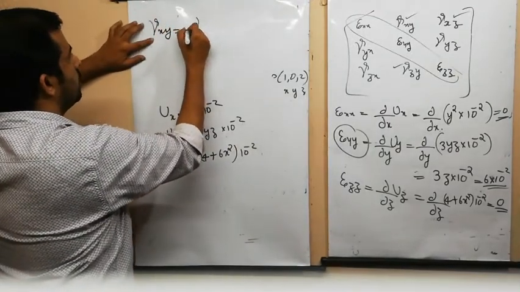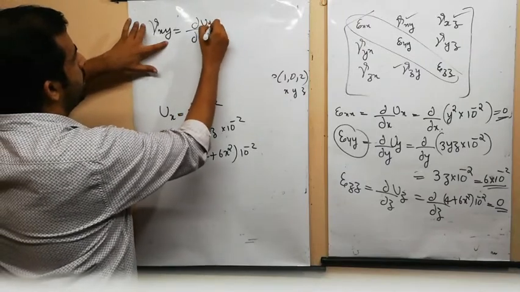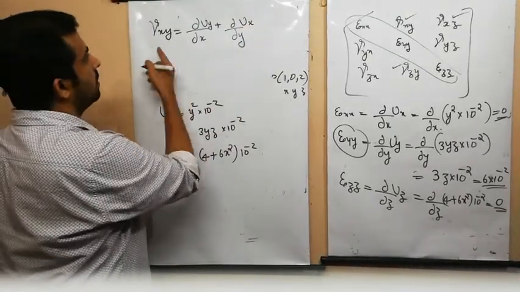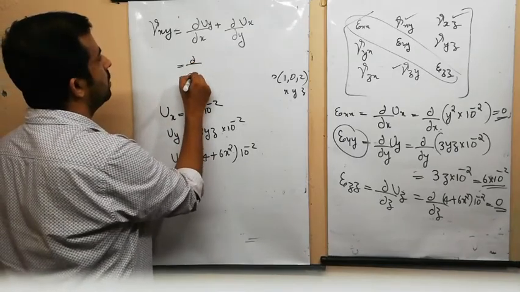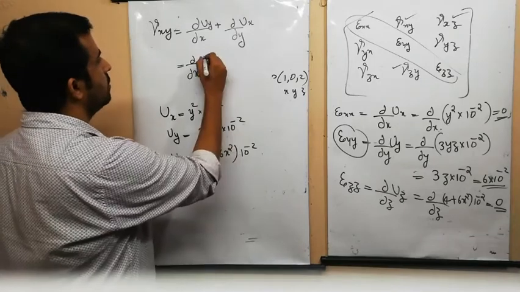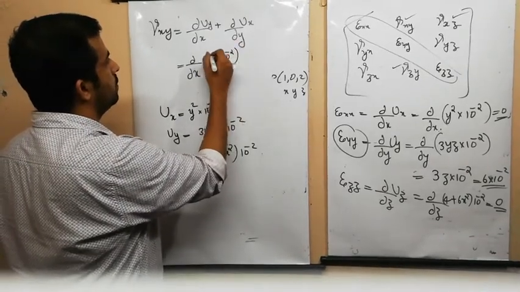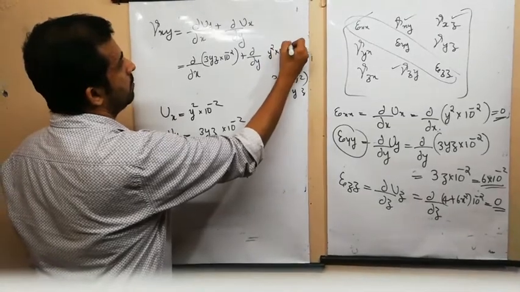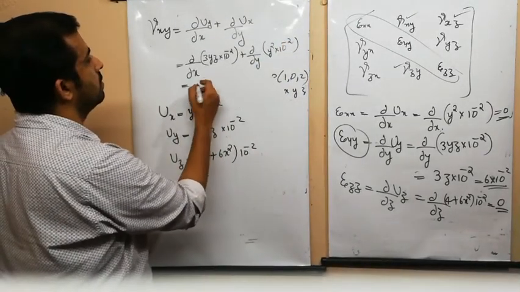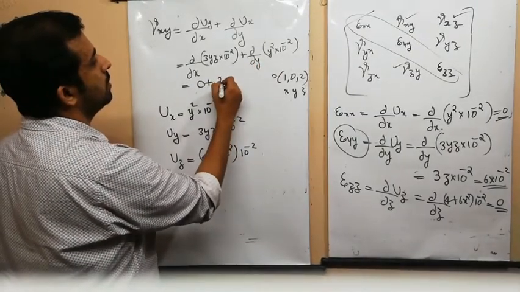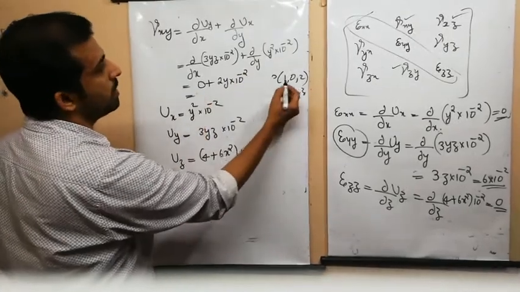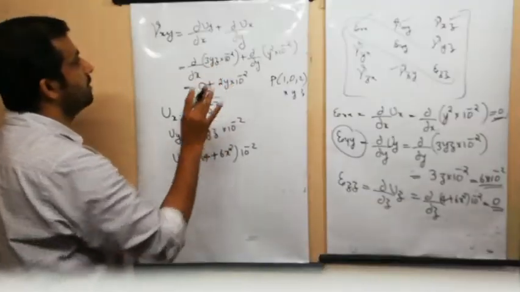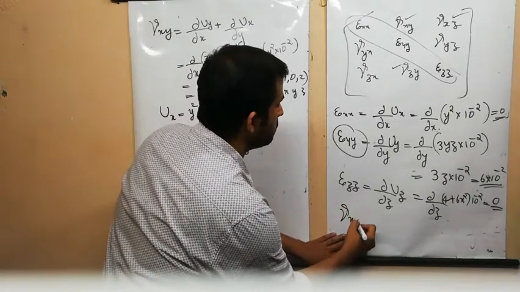Gamma xy is equal to dou by dou x of uy plus dou by dou y of ux. This is the expansion for gamma xy, that is dou by dou x of 3yz into 10 power minus 2 plus dou by dou y of y square into 10 power minus 2. So this term is 0. This term is 2y into 10 power minus 2. But y is equal to 0, so putting the value of y as 0, it will become 0. So gamma xy is equal to 0.